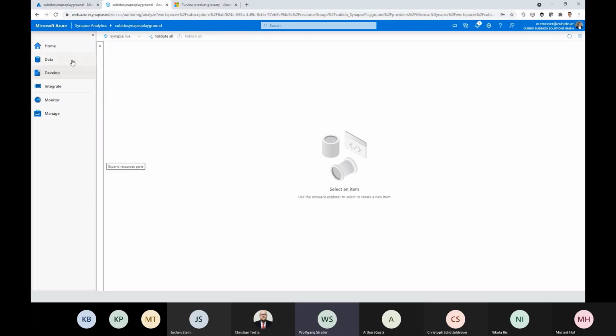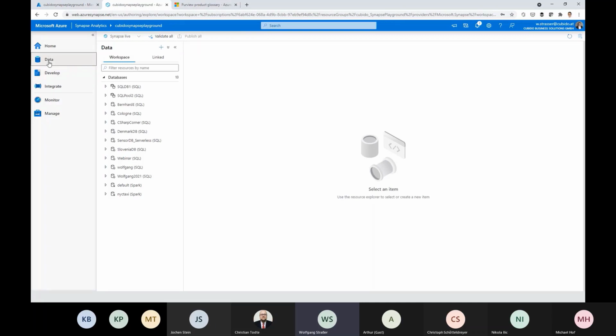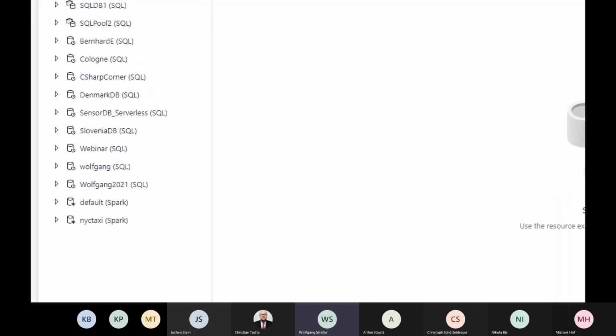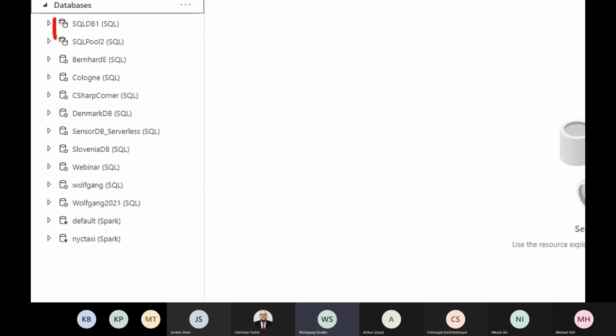And now what is in there in our environment? If we go to the data tab, the data hub, we see two different tabs over here. It's the workspace and it's the linked part. And in the workspace, we've got the list of databases that are contained within that Synapse Analytics workspace. If we have a closer look here, we see that there are 3 different icons. So we've got the red, the green, and the blue icons.